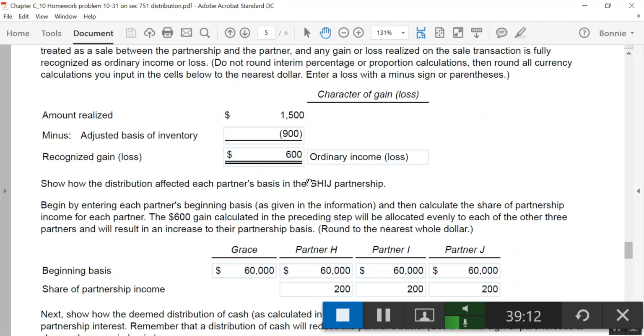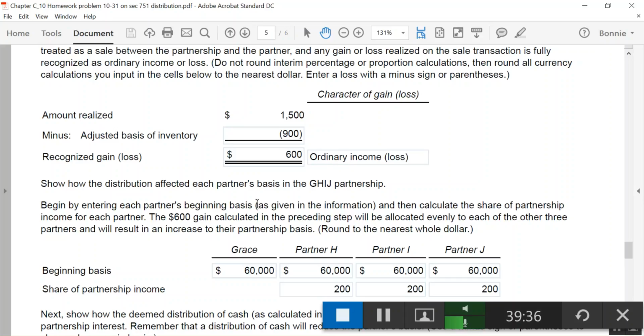So that's what I did. That comes up with my recognized gain, and it's going to be ordinary in character. Why? Because the character of the stuff that I'm deemed to be selling is ordinary in character. Inventory and unrealized receivables are both ordinary income assets, so it will be ordinary income.